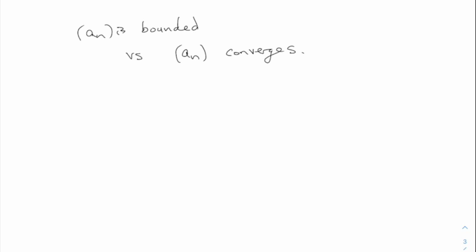Yeah, the negative 1, 1, negative 1, 1. Maybe that's what you were going to say. That one is bounded but it doesn't converge. Okay, so these are definitely not the same concept. So a_n equals (minus 1) to the n is bounded but doesn't converge. Okay, so there is a difference.